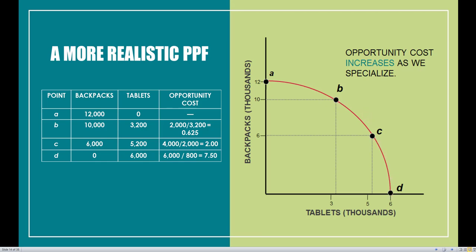So here we have increasing opportunity cost as we go from point A to B, B to C, C to D. So this is exactly why we need to specify which points we're coming from and going to, because the opportunity costs are all going to be different. They're no longer constant.